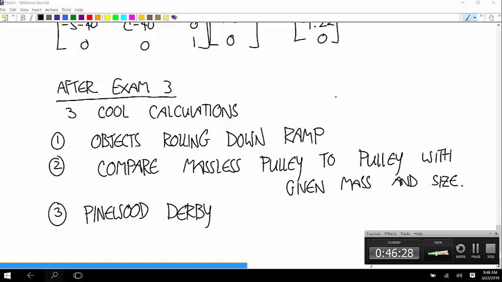Well, this actually won't help you in the Pinewood Derby itself because they make all the rules, like they basically tell you what to do. But we'll see the mathematical relationships.